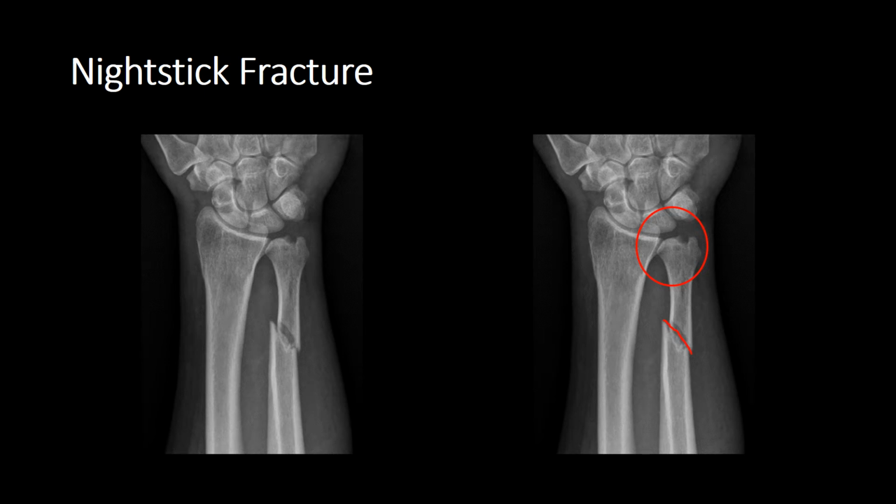The important thing to note is that the distal radial ulnar joint is intact. There's no dislocation or subluxation. If the ulnar fracture was grossly displaced, it would probably result in a disruption to the DRUJ. And so therefore, by definition, nightstick fractures are usually only slightly displaced, or even in some cases not displaced at all.